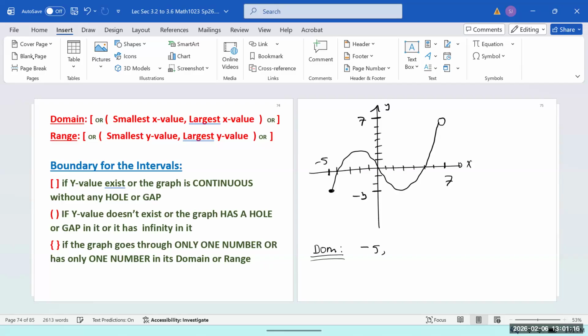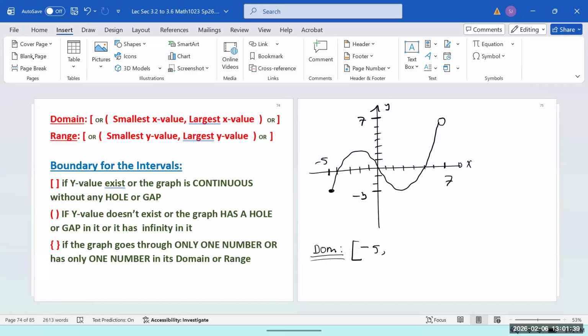And at -5, do you see any hole or do you see a closed circle? Closed circle. So for closed circle, what do you use? Bracket or parentheses? As long as you don't see any hole, what do you use? Bracket. No hole means bracket.